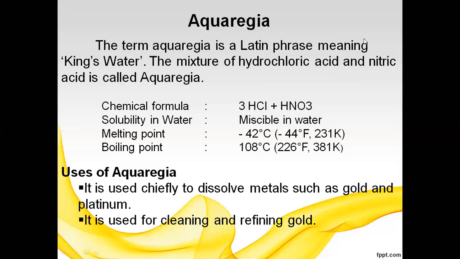So aqua regia means the mixture of hydrochloric acid and nitric acid, that is called aqua regia. So what are the uses of aqua regia? I already told you, it is used to dissolve metals such as gold and platinum, and also used for the cleaning and refining of gold.